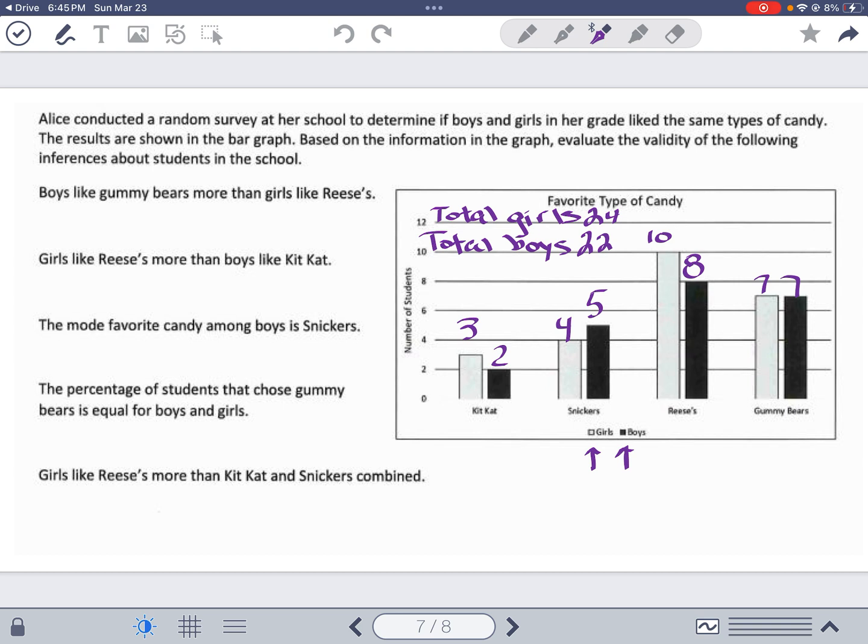Boys like gummy bears more than girls like Reese's. All right, boys, gummy bears is 7. And we're saying that 7 is more than girls with Kit Kats. Well, girls with Kit Kats is 3. And I think I skipped the top one. Oops, wait a minute. What did I do here? I wrote it on the wrong one. Okay, so I mixed that up. One hot second. Here we go. Let's try this again. Boys like gummy bears, which was 7, more than girls that like Reese's. Well, girls that like Reese's is 10. So we know that this is false.